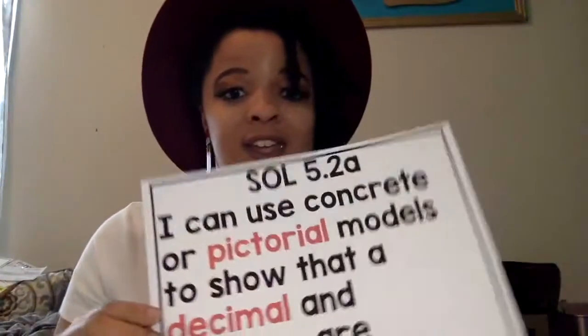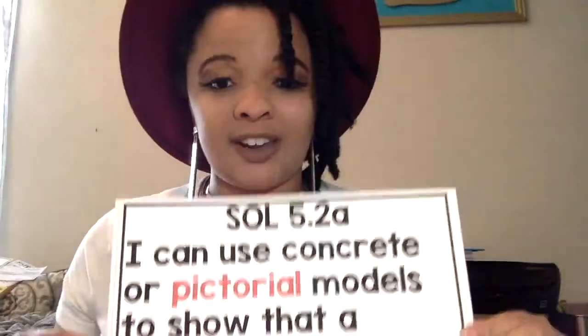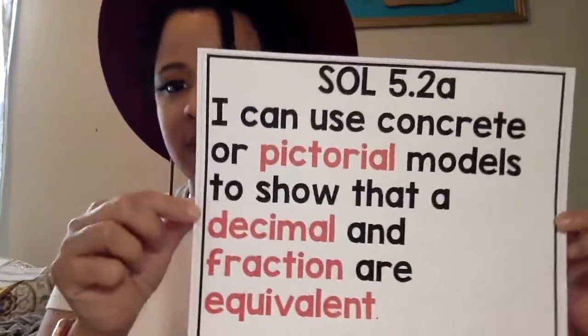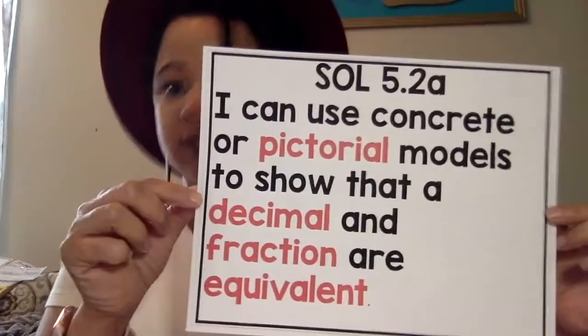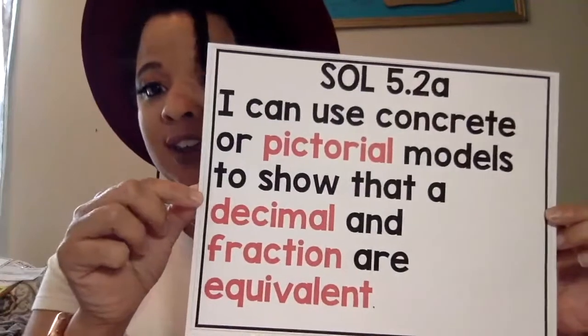Hey there, fifth graders. Today we are going to be turning fractions into decimals using a hundredths grid. Our learning target for today is SOL 5.2a, and our learning target is: I can use concrete or pictorial models to show that a decimal and a fraction are equivalent.